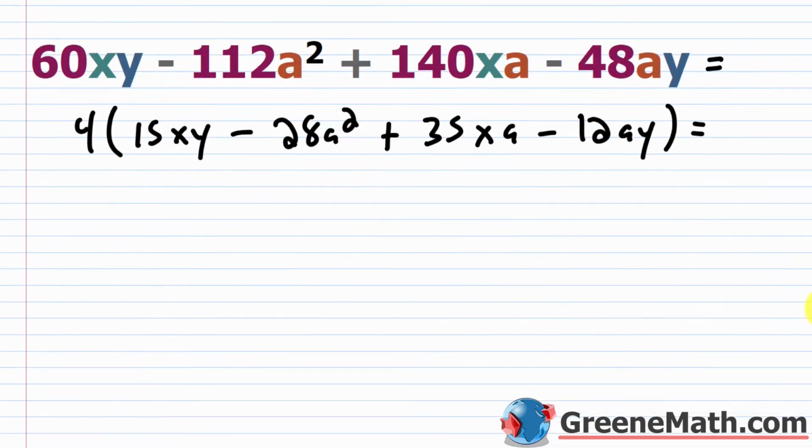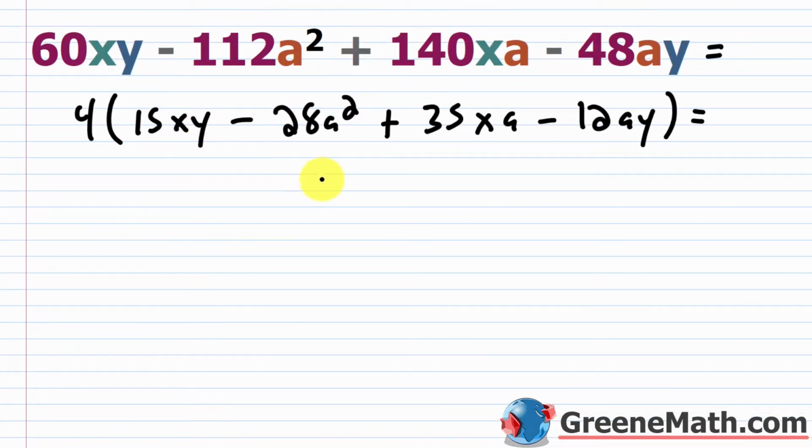Now, when you look at the grouping, normally we just take the first two and then the last two, and that works. In this case, it's not going to. If you look at 15 and you look at 28, there's really nothing in common. This is 5 times 3, and this is 7 times 4. And then if you look at the variables, this is xy, and this is a squared. So that doesn't work at all.